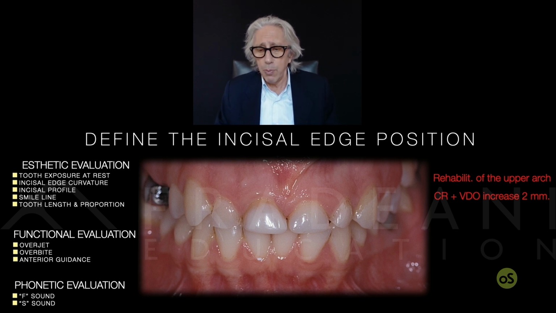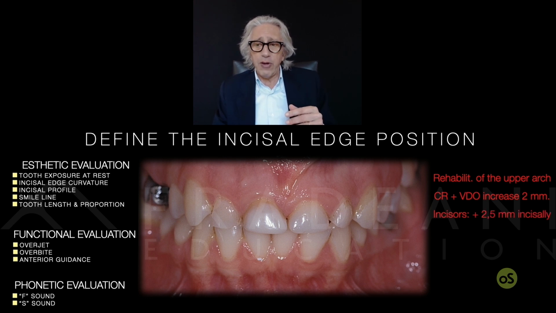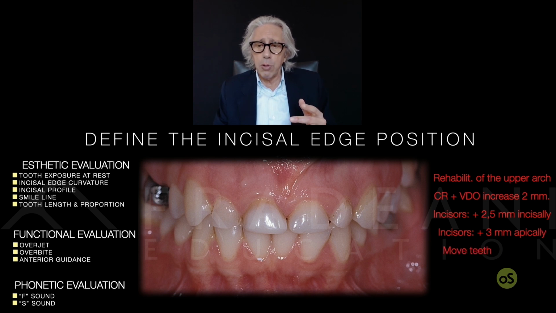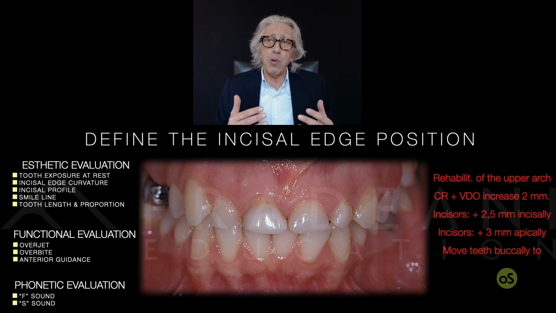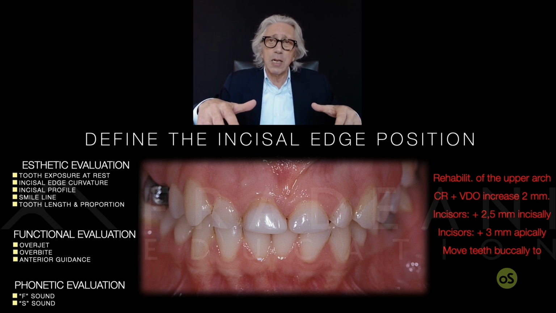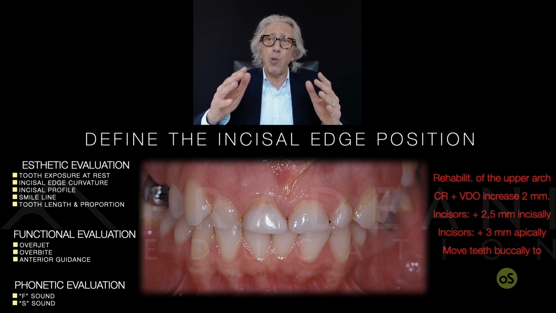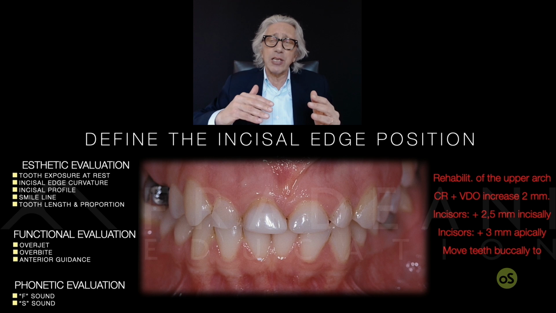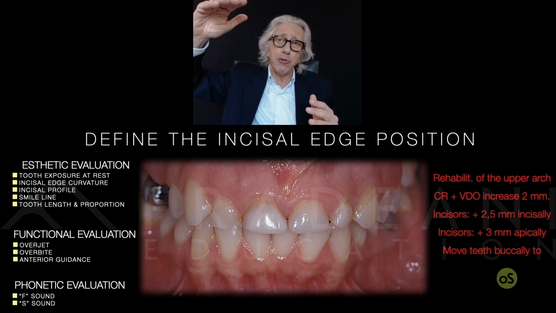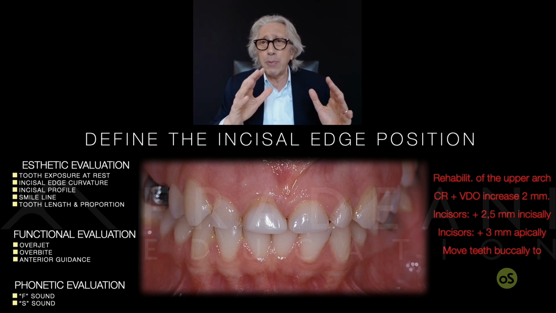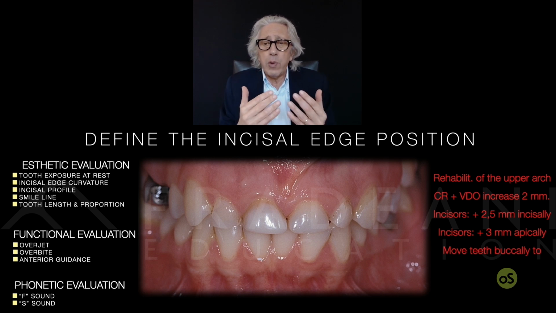And we had the chance to put the patient in CR as we discussed. We have elongated the incisors 2.5 millimeters incisally and 3 millimeters apically in the cervical area. And we also moved the teeth buccally. In this way, we had the chance to enlarge the arch, and also to increase the width of the central incisors, which were just 8 millimeters. We have the chance to elongate the teeth up to 11, so we want to have like 8.9 millimeters of width. So we increase the width, we increase the arch.